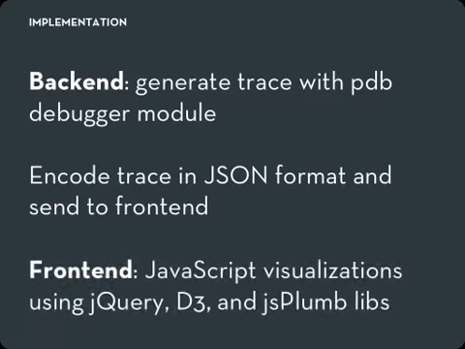The front end runs in the user's web browser, and it's simply a lot of JavaScript code to take the trace and to visualize it in the browser. So it uses a standard library called jQuery to do a lot of the DOM manipulation, a library called D3 that allows you to do really nice mapping between the data in your JSON trace and specific visual elements. And then a library called JSPlumb that allows you to draw these nice curves and arrows for representing pointers.